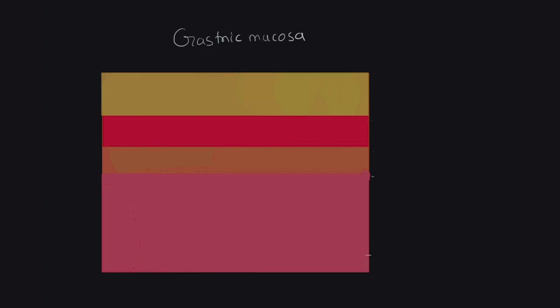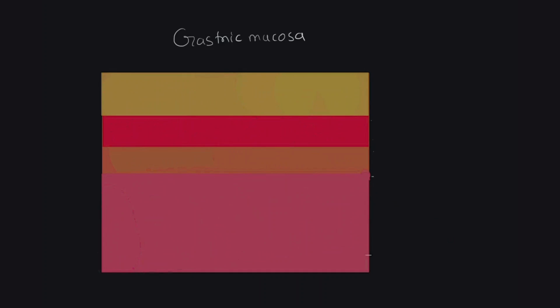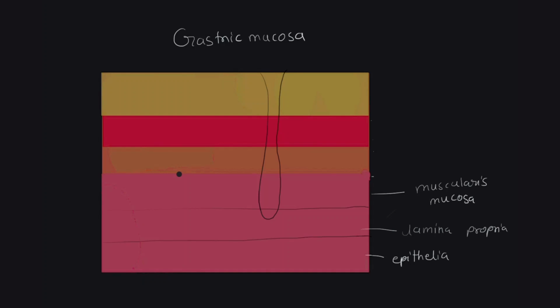Now, if you take a cross section of the gastric mucosa, you can see that the lining of the gastric mucosa consists of honeycomb-like structures. After further observation, it was found that these honeycomb-like structures were actually gastric pits. This pit-like structure was quite deep. It extended all the way from the lining of the stomach towards the muscularis mucosa.